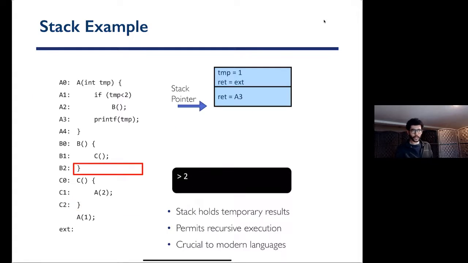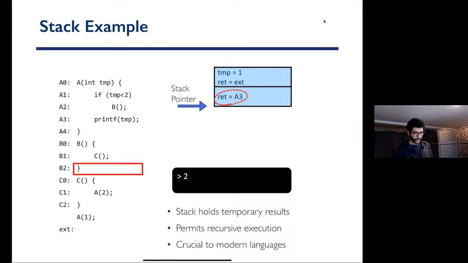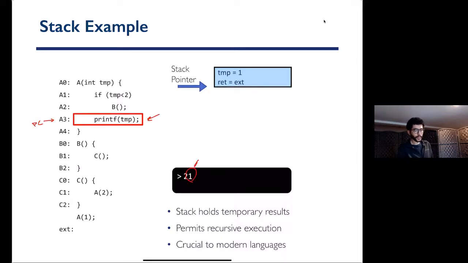Again, B2 is a return, right? So again, we're going to look at the stack to see where we should return. Well, the return value is A3, so we're going to go to A3. Now, here at A3, PC is here, so we will execute this printf. So I have already executed it. So we print 1. We're going to print temp. So we look at the stack again. We see temp is 1. So we return temp. And now we're at A4.